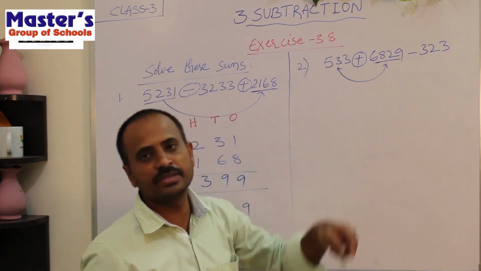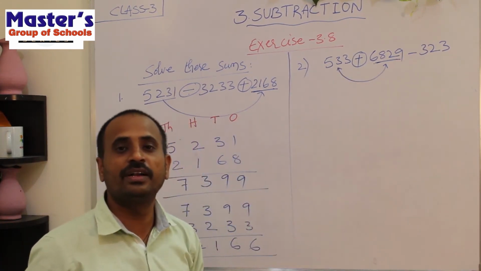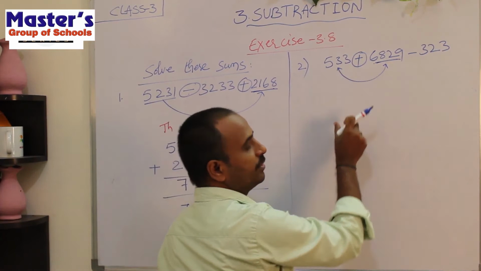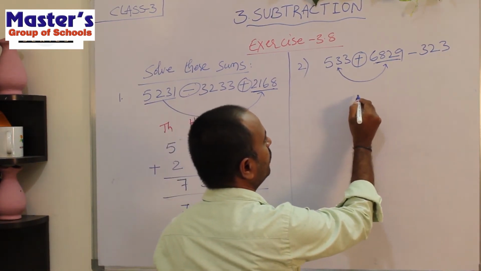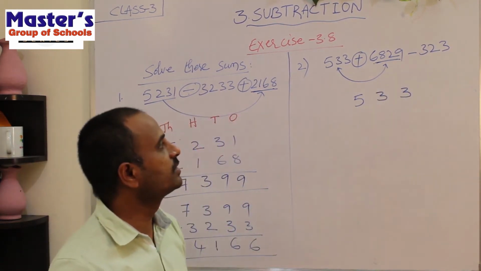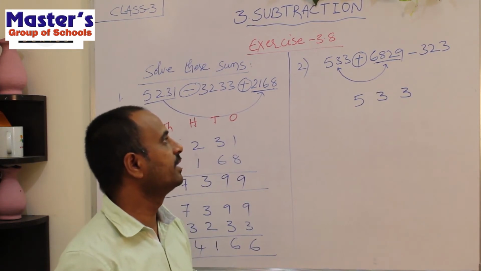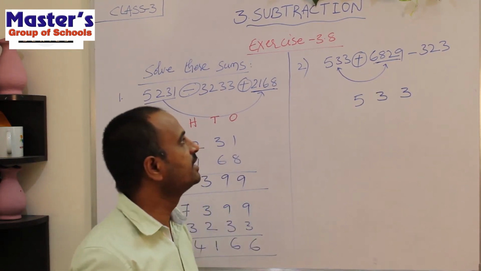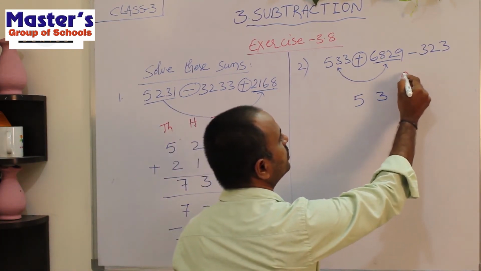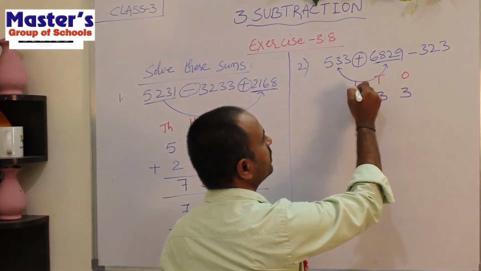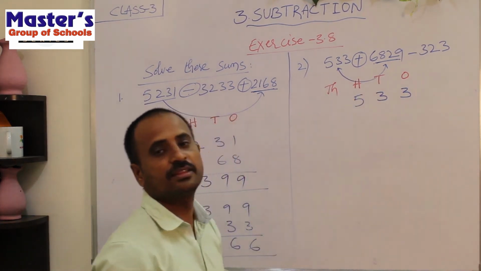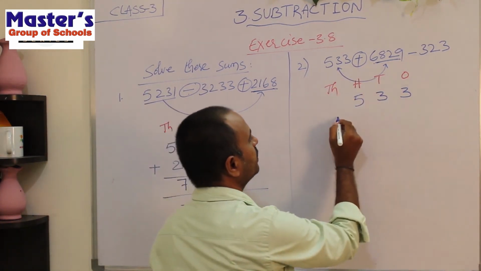So first add these 2 numbers. What are the numbers? 533. So write these 2 numbers one below the other. The first number is 533. What is the second number? 6,829. Here 5 is in hundreds place, that is ones place, tens place, hundreds place, and 6 is in thousands place. So write 6 under thousands place.